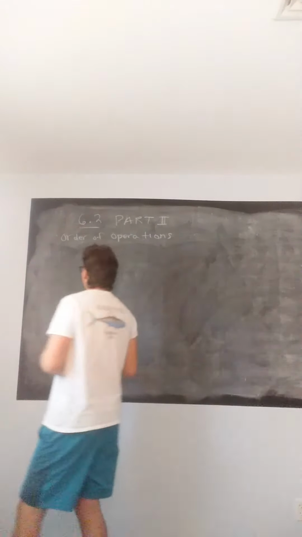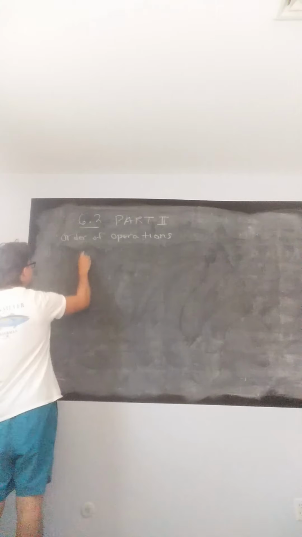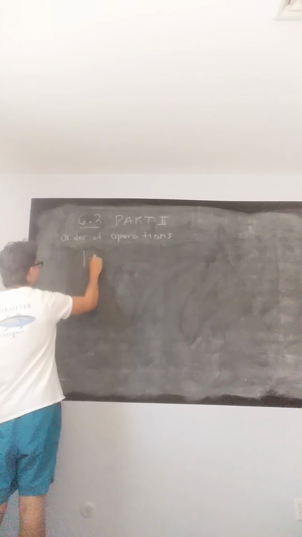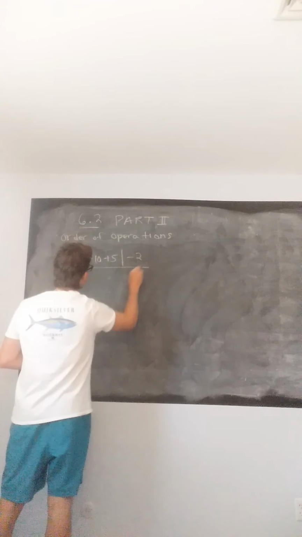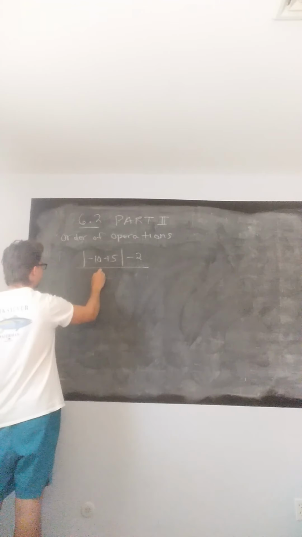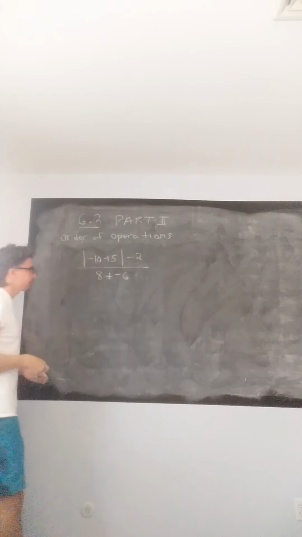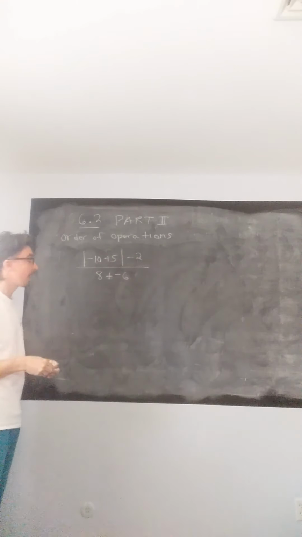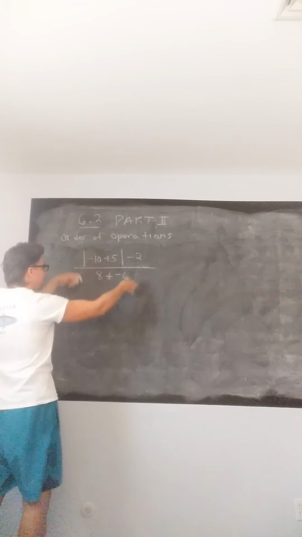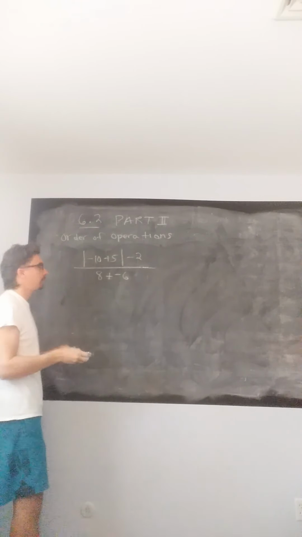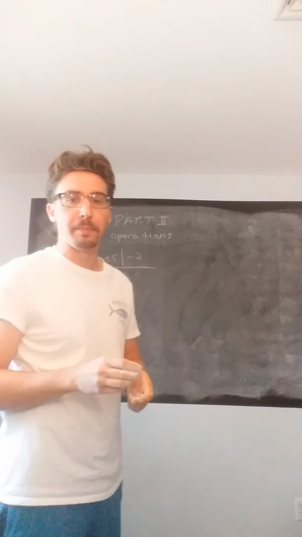Let's look at something that has a fraction for the next example. How about absolute value of -10 plus 5 minus 2 over, let's see, 8 plus -6. So now we have introduced a fraction bar. So the way this works is we take care of what's on top, take care of what's on the bottom, and then we go ahead and lastly divide if we can. Because sometimes you might get a weird decimal, so it's better just to leave it as a fraction.